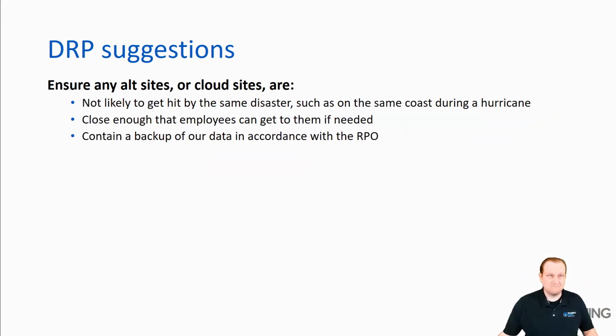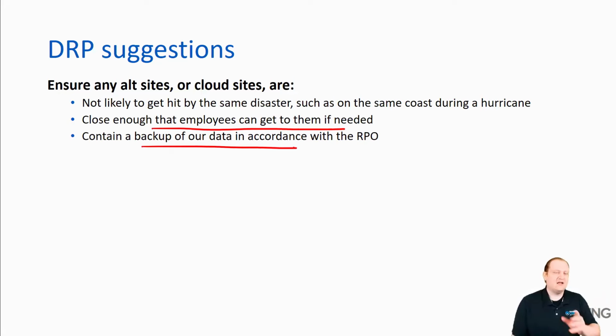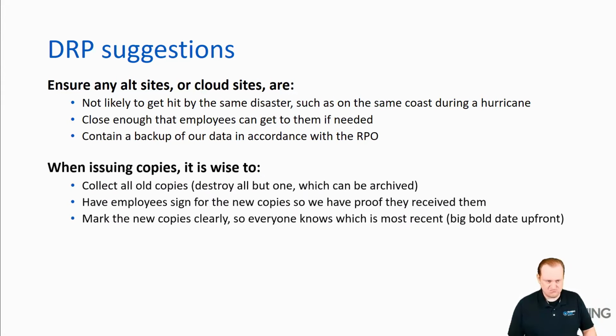Ensure your alt sites or cloud sites are not likely to get hit by the same disaster. My backup location shouldn't be three blocks down the road, also on the coast. It also needs to be close enough that the employees can get to it if needed, and should contain backups of our data in accordance with our recovery point objectives and our expectations.